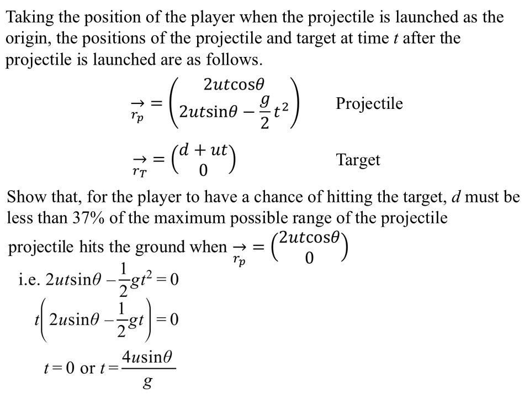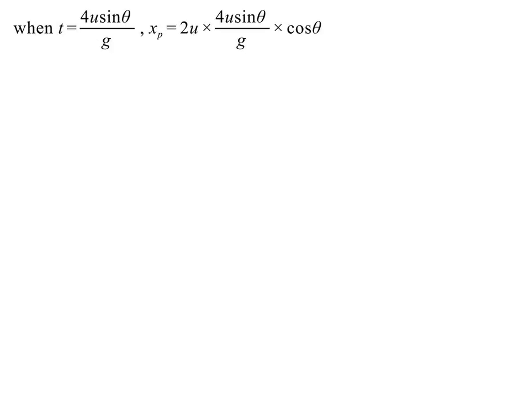It's either going to be 0, well, that's when I'm launching it. Of course it's at the ground at 0. It must be the other one, 4u sine theta on g. Okay, so I now know that. Where did it hit the ground then? Because that's what I want to know. Sub that into our expression for horizontal displacement: 2u times 4u sine theta on g times cos theta. Playing around with that, I just pulled it together into a double angle. So I've got 4u squared sine 2 theta on g.